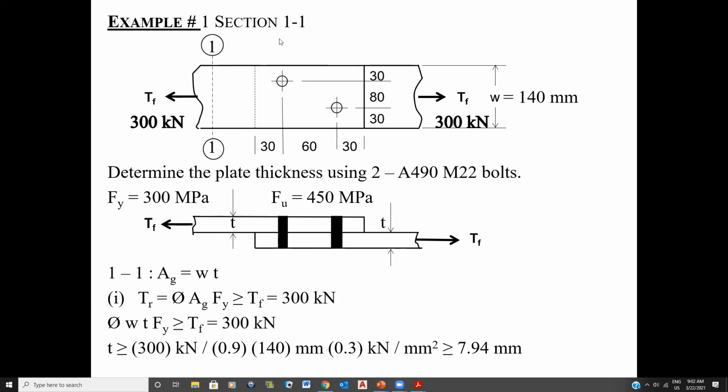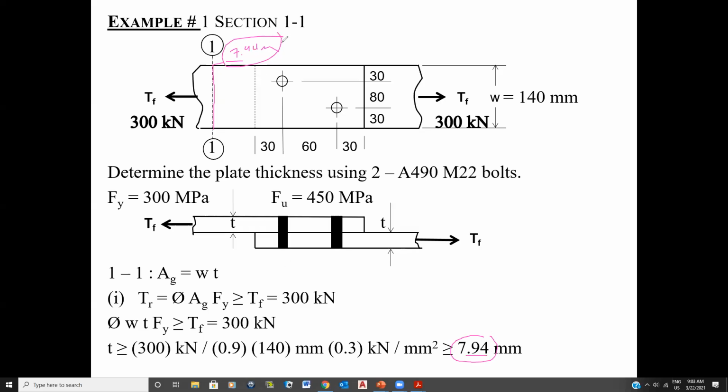So right here, in order for this not to break, I need a thickness of 7.94 millimeters. That's what this is telling me, because there are no holes or anything. So right here, I need a thickness of 7.9 minimum. Of course, I would use an 8 millimeter plate and so on. So I've checked what I need here in terms of minimum thickness.